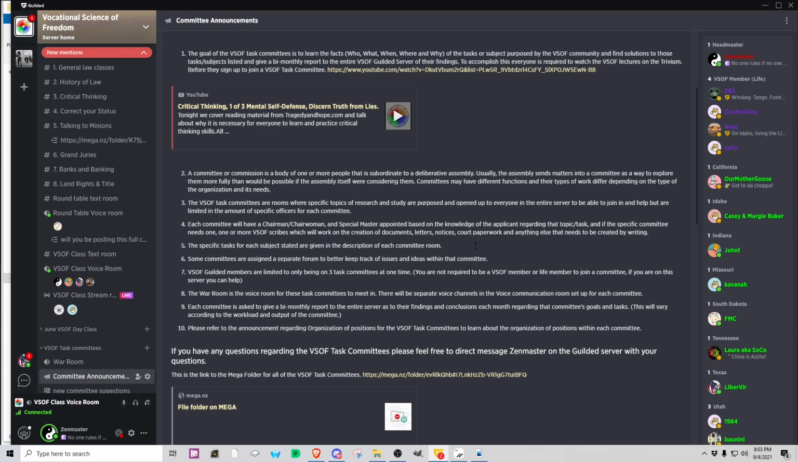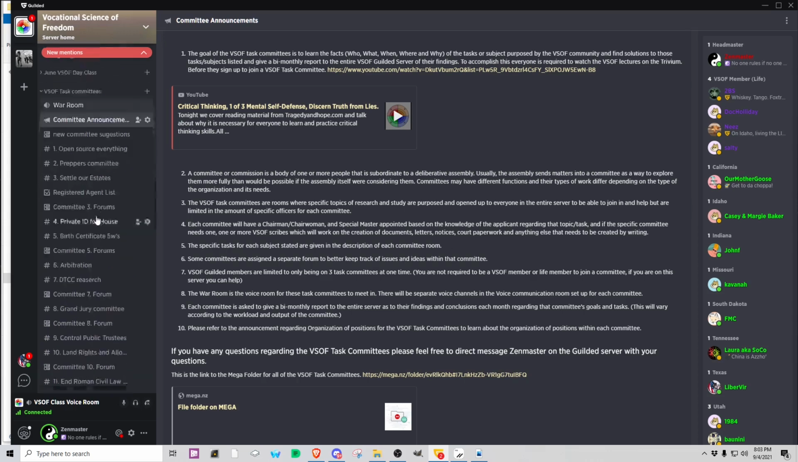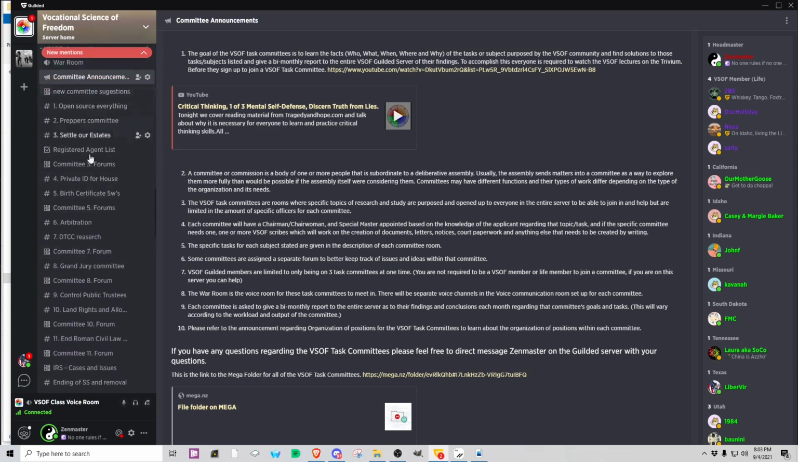Okay, the specific tasks for each subject are given in the description of each committee room, and I've already laid out most of these. Like I said, I was just getting kind of done with it before class tonight, so I'll finish up the rest of it tonight. Some committees are assigned a separate forum to better keep track, which I mentioned.